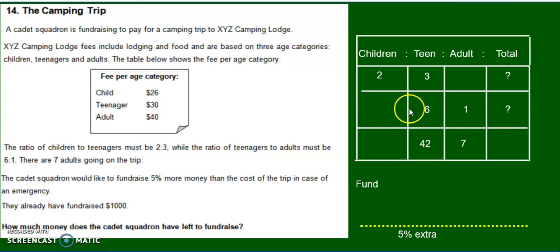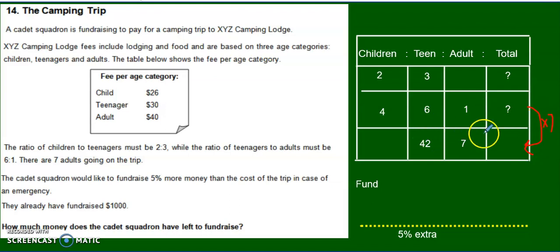And I can fill this out too. How many children would there be in this scenario? Well, if I double this 2, I get 4. So there are 4 in this scenario. And now I know there are 7 adults. Now I just have to figure out how many children. Well, what do I do? How do I go from that row to that row? Well, just multiply by 7.